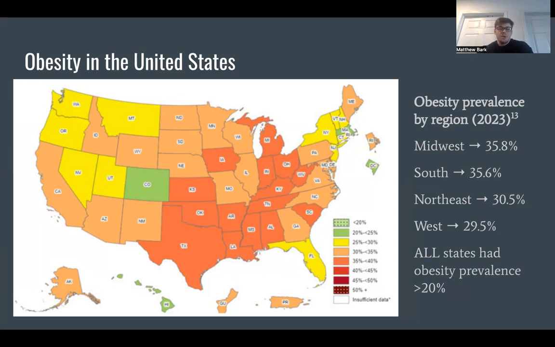It is important to note that all states had an obesity prevalence of at least 20%, with these prevalences expected to rise in the coming years. This means that every state has at least 1 in 5 of their population who is obese, which proves how important and large obesity is as a problem and an epidemic.